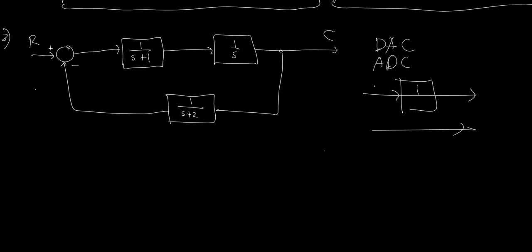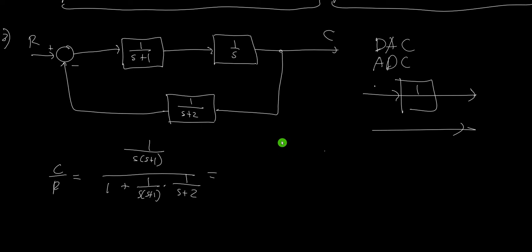So here, what is C over R? If I want to solve for C over R, C over R is just G over 1 plus or minus G times H. This is minus, so it's positive. So what is our G? Our G is these two blocks here. What's the equivalent of these two blocks as just one block? You just need to multiply them. So this is just 1 over S times S plus 1. That's G. Then 1, this is minus, so plus. This G, which is 1 over S times S plus 1, you multiply it with H, which is 1 over S plus 2.